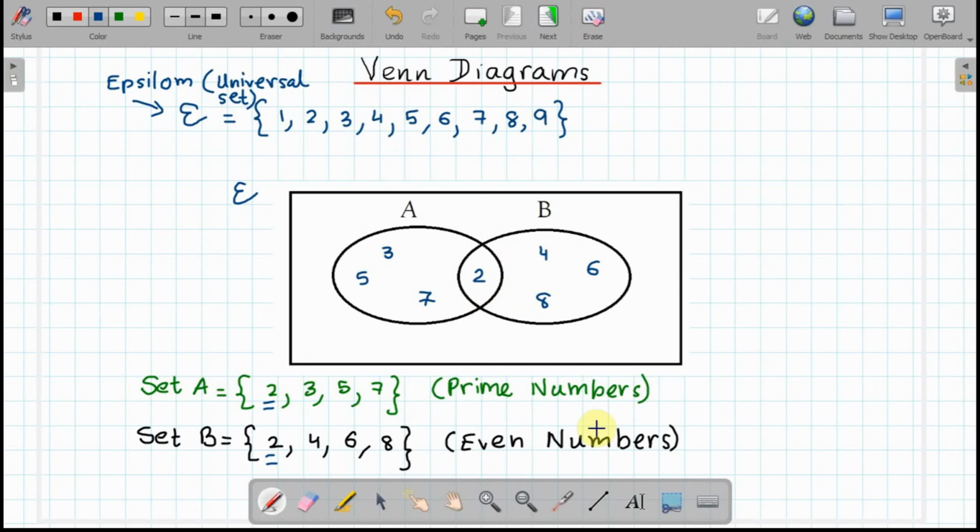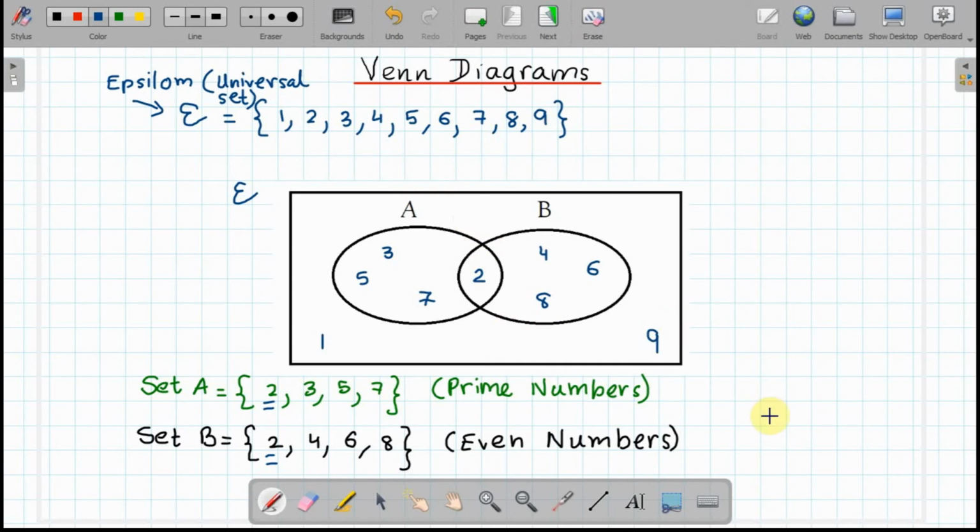Now the next bit is, you see this Venn diagram here, this whole entire diagram is represented by epsilon, the universal set. So the numbers 1 and 9 are part of the universal set, but they are not in set A or set B. So they will come on the outside. It doesn't have to be at the bottom, it can be at the top, it can be anywhere in the rectangle outside of A and B.